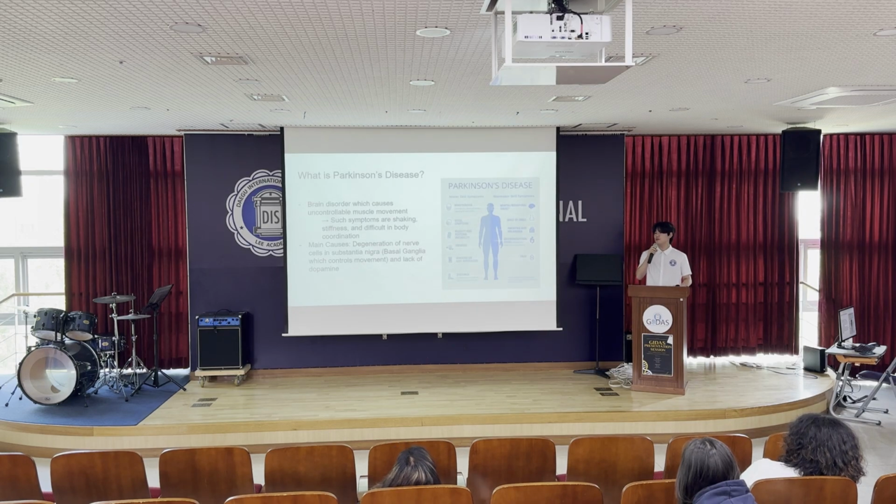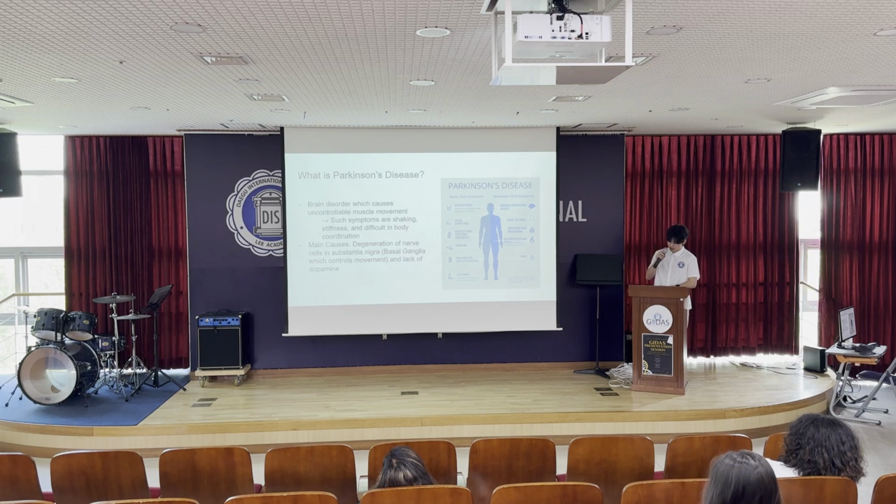Before I begin to explain what Parkinson's disease is: in the United States, about 1 million people are diagnosed with Parkinson's disease. First of all, I'll briefly explain about Parkinson's disease.